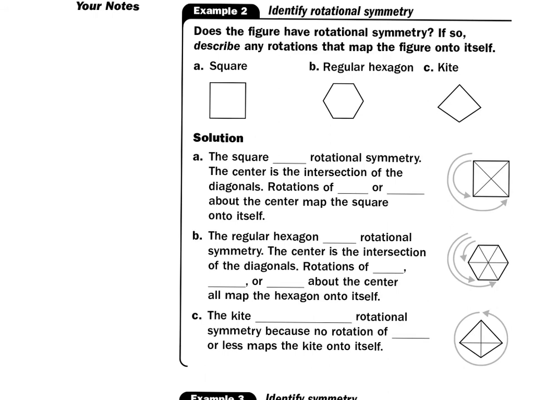All right, identify rotational symmetry. Does the figure have rotational symmetry? If so, describe any rotations that map the figure onto itself. So remember, this must be 180 degrees or less for us to say, yes, it does have rotational symmetry. So a square. Well, if you think about a square, it has 4 congruent sides. So if you turn the square just 90 degrees, it's going to look exactly the same. So the square does have rotational symmetry, and it will map back onto itself in 90 degrees or 180 degrees. So remember, we don't care about anything past 180. So a square has 90 or 180.